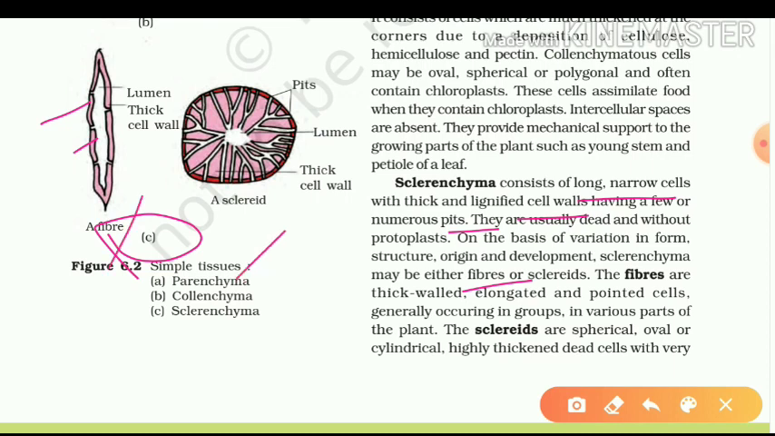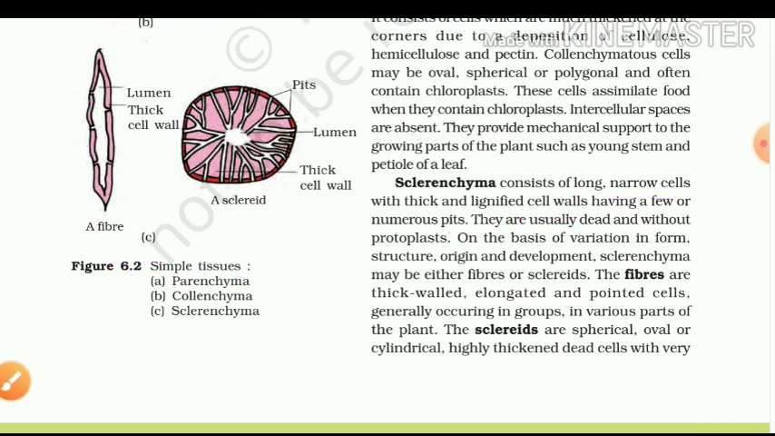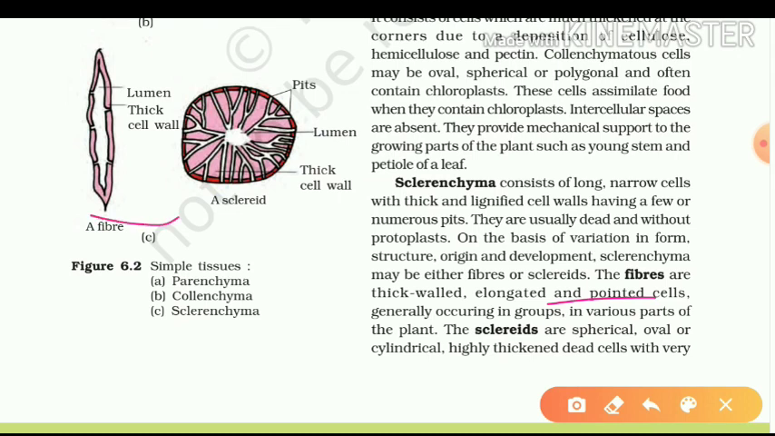So what it means, you may observe in the fiber the structure looks like this, whereas sclereids are another type. So guys, there are two types of forms present in sclerenchyma, that is fibers as well as sclereids. Let's talk about fibers. Fibers are thick-walled, elongated cells with pointed ends. You may observe in this picture, it looks like that.